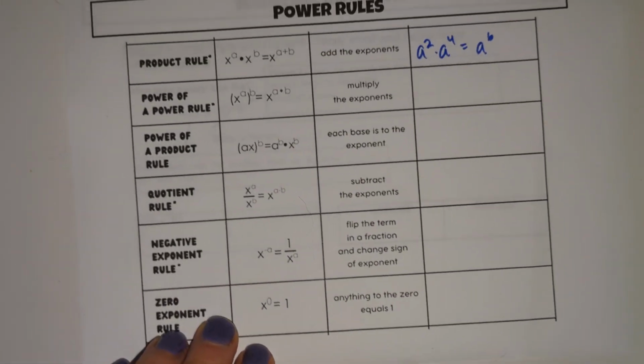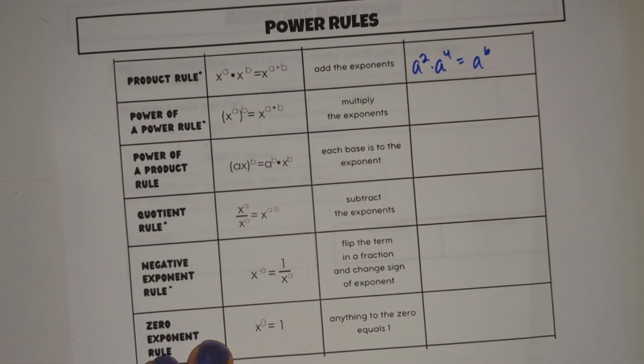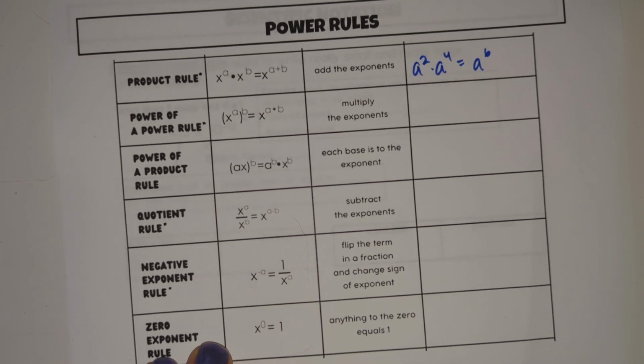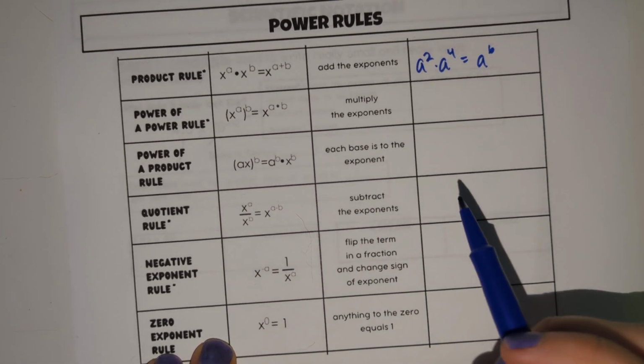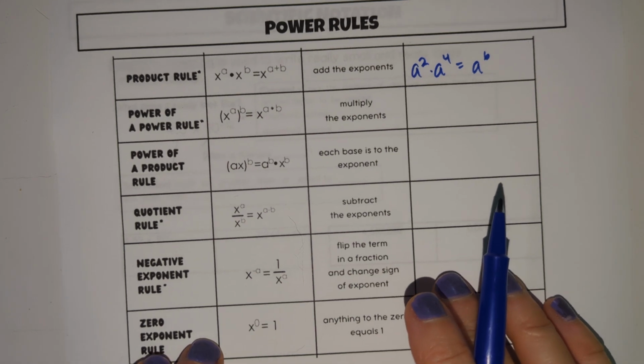Oh my God. Sorry, y'all. That was my cat. My cat just knocked things off the thing there. Off you go. All right, back to our power rules.